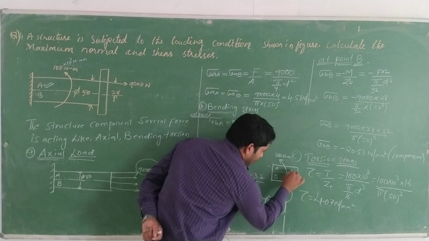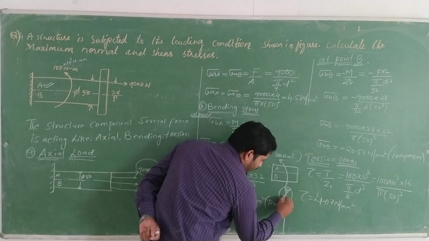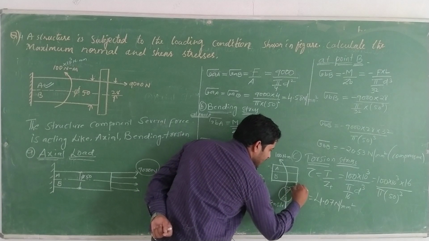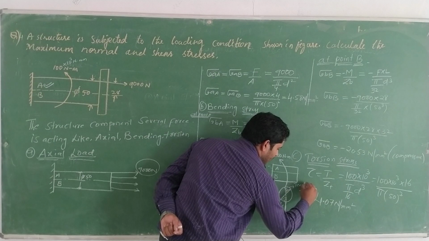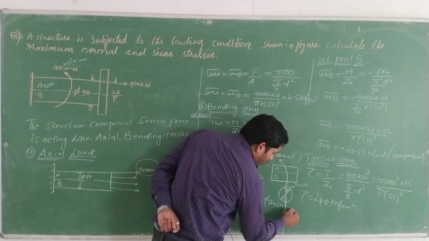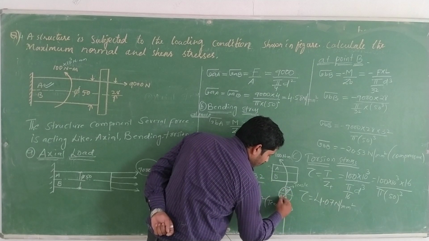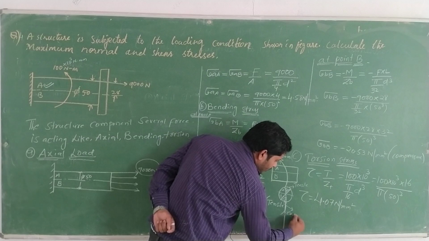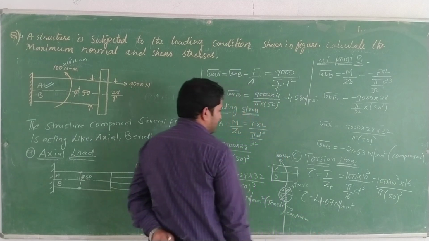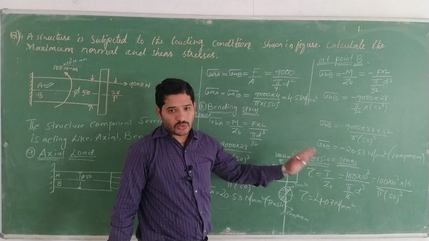On portion A, tensile stress is acting. On portion B, compressive stress is acting. So tensile stress is acting in the circular cross section at point A, and at point B, compressive stress is acting on the circular section. Is it right? That is the free body diagram of the torsional stress.